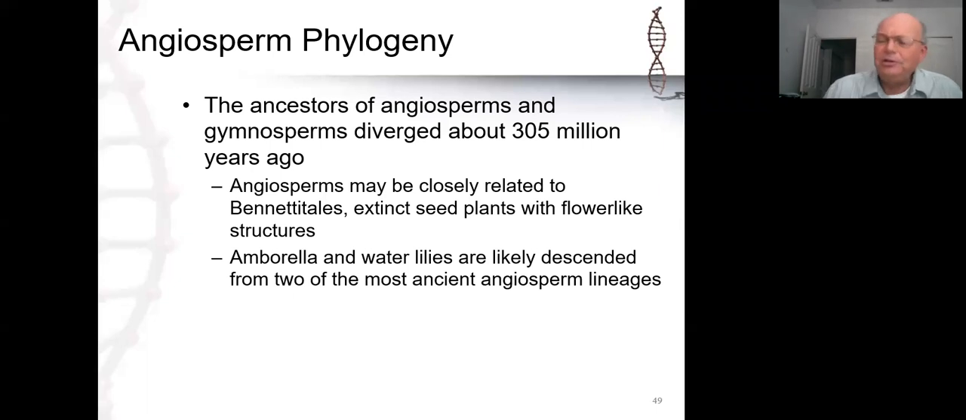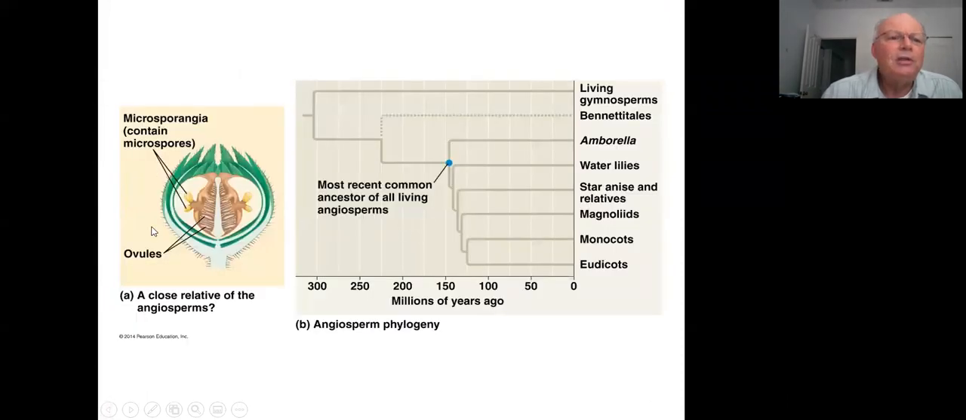There is a group of extinct plants called the Bennettitales that have a structure that looks very flower-like. The thing that probably suggests that, again, this is not a true angiosperm is that it was not pollinated by insects as best as we can tell.